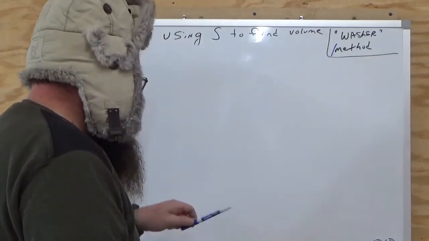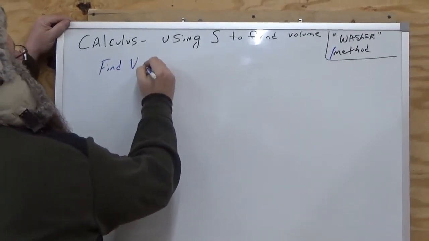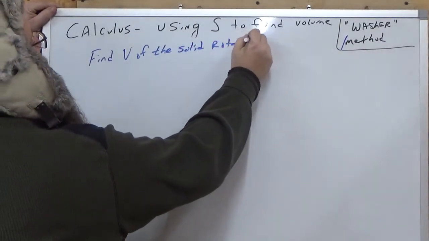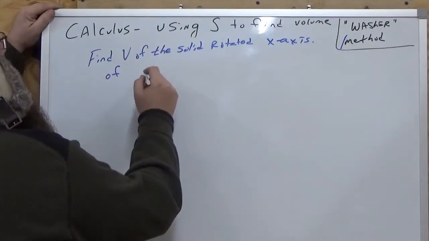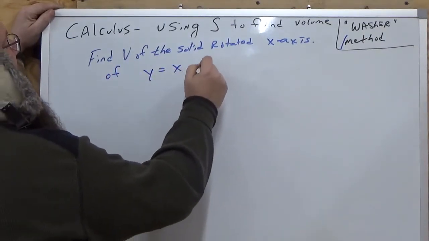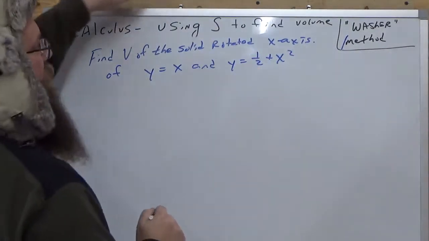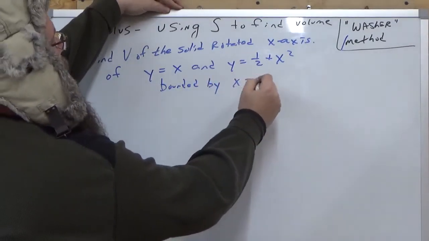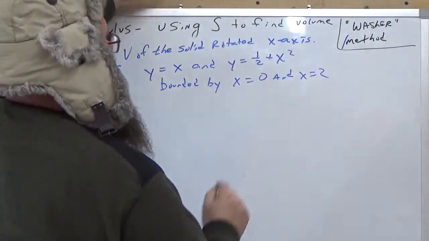So let's do this. Find the volume of the solid rotated about the x-axis, because that's the only one we're going to do. There's the line y equals x, and the line y equals 1/2 plus x squared. And what we're going to do is say bounded by x equals 0 and x equals 2.